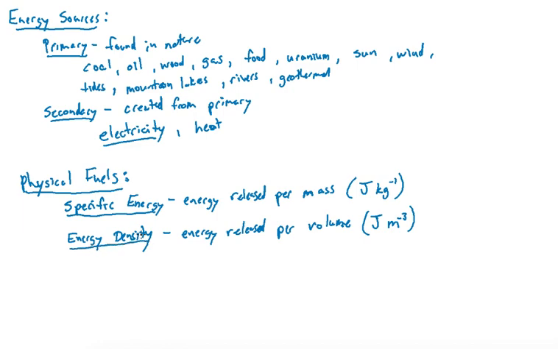So you could look at something like a donut, and a donut's specific energy is just going to be much, much, much lower than that of coal would be. Burning coal would give you a lot more energy per volume and per amount of mass that you would have. Okay.